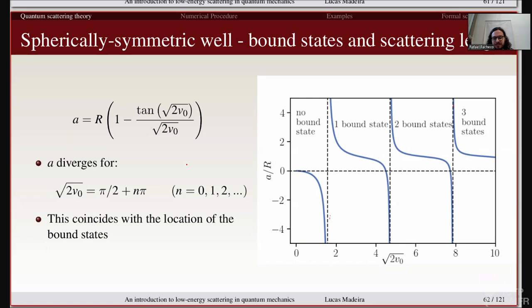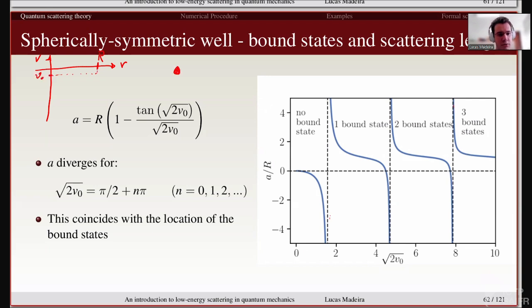Okay, so let's try to do the following. I have my potential V as a function of R, and I'm going to take the range of my potential fixed. That's some capital R here, right? And I'm going to start with a very shallow V naught here, okay?